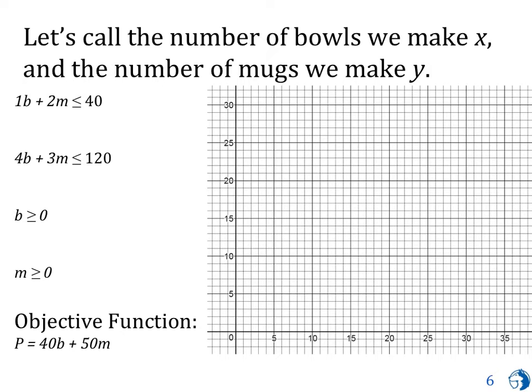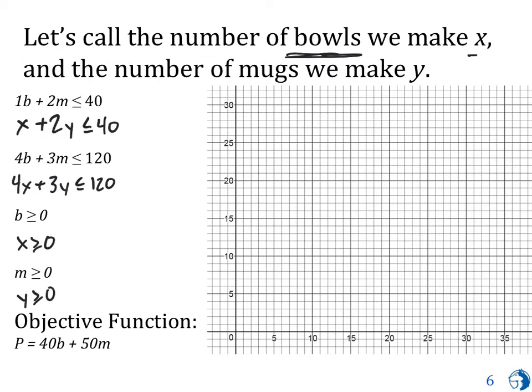So I'm going to take these inequalities that we created, and I'm going to rewrite them with x's and y's because I'm more comfortable graphing with x's and y's. So I have x plus 2y is less than or equal to 40. I have 4x plus 3y is less than or equal to 120. And then I have x is greater than or equal to 0, and y is greater than or equal to 0. Notice that I just chose b is x and m is y. It doesn't matter which one you choose, it'll end up giving you the same answer. Just make sure you're consistent the whole problem. Our profit function is now 40x plus 50y.